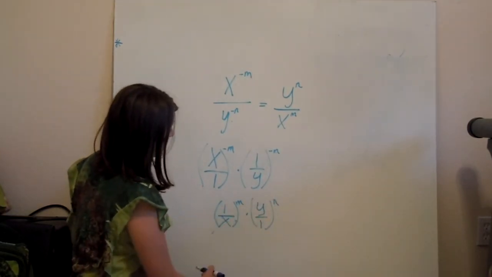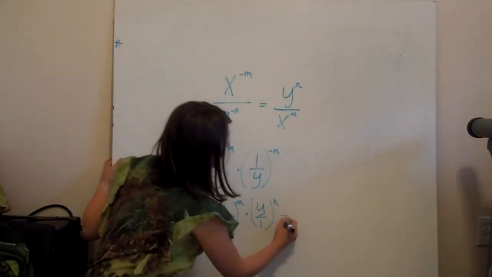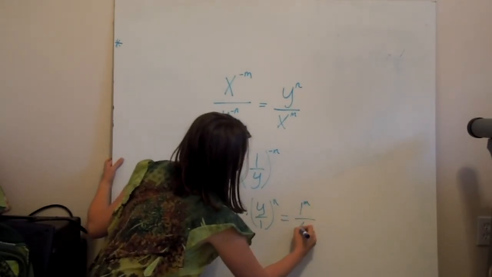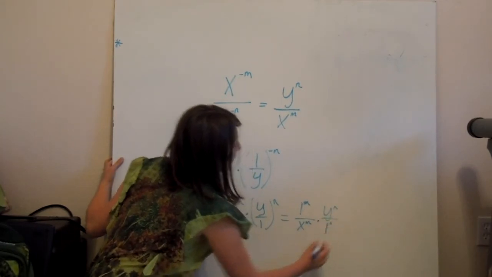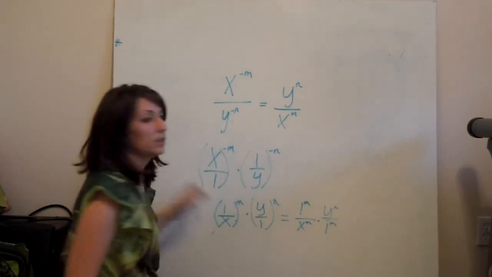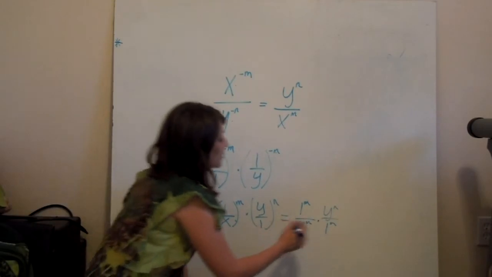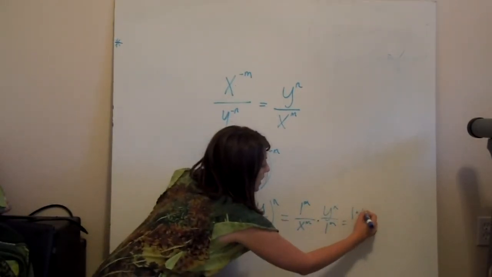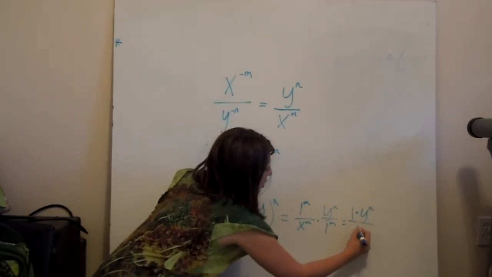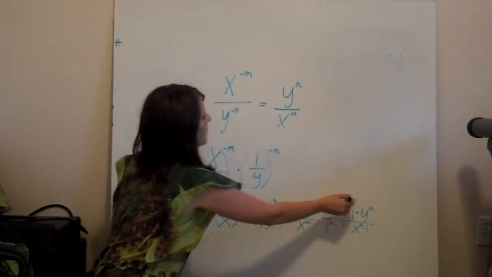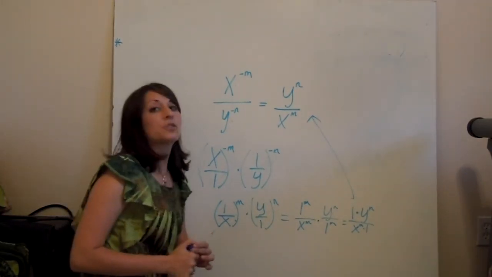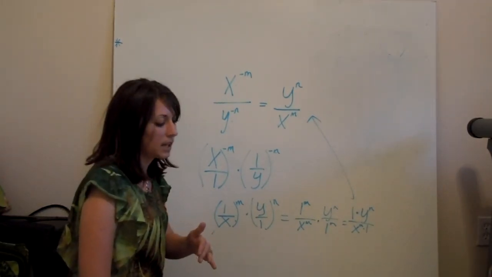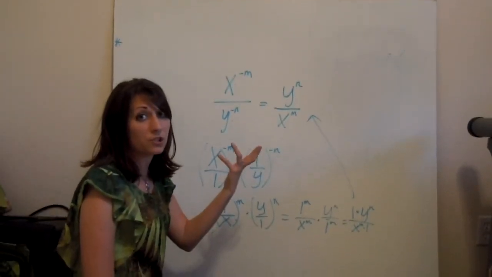If we were to multiply these together, 1 to the n power over x to the m power times y to the n power over 1 to the n power. Any number 1 raised to any power is always 1. So really you're getting 1 times y to the n over x to the m times 1. So you just get back this. That's your proof for that. Okay, so that's a summary of the exponents and rules and definitions for section 5.1.